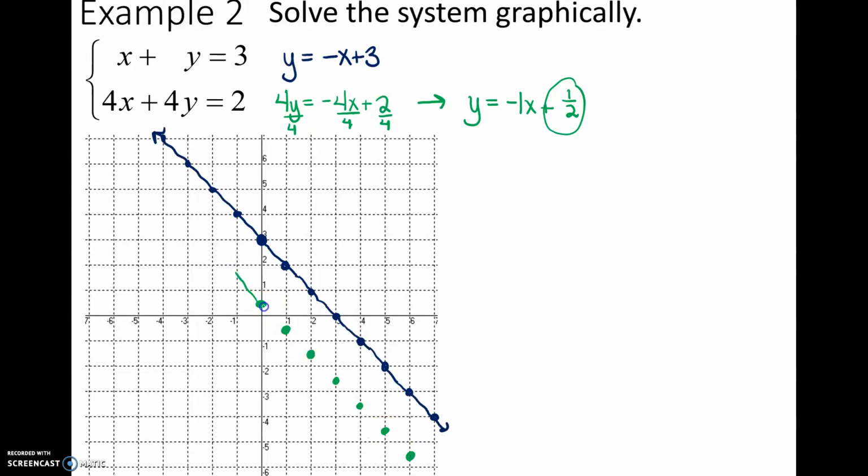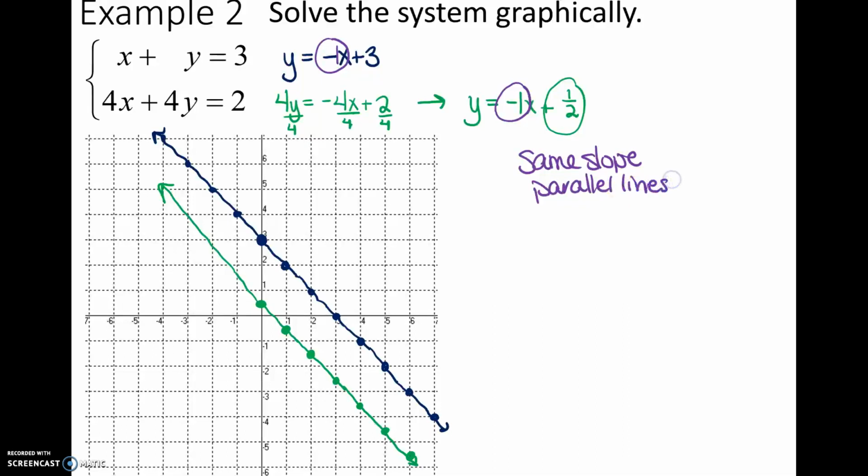What do you notice about this graph? They are parallel. How else can you notice that they are parallel? They both have a slope of negative 1. They have the same slope, which means that they are parallel lines. And parallel lines never ever cross. So there is no solution. That's how it feels.